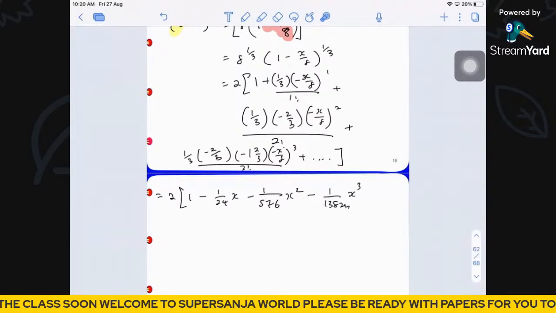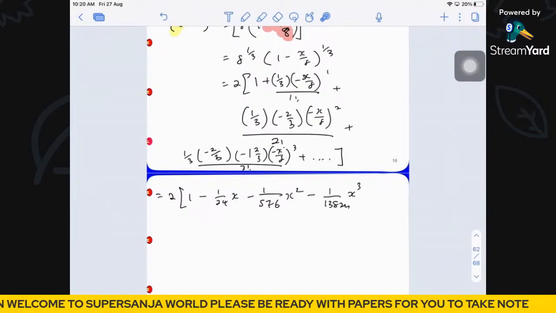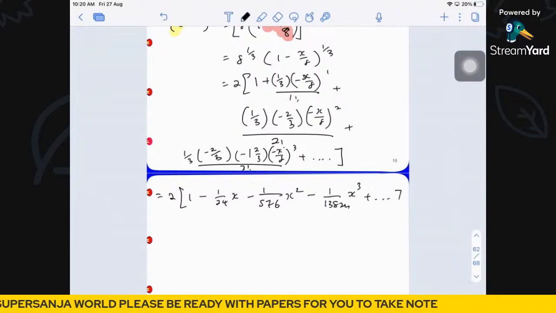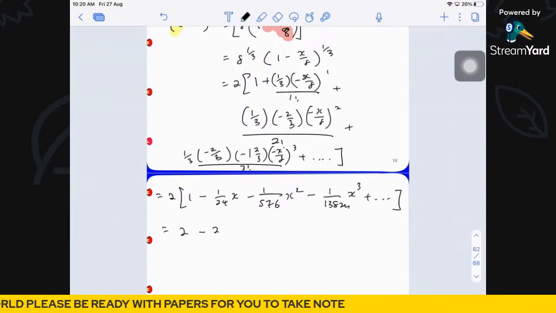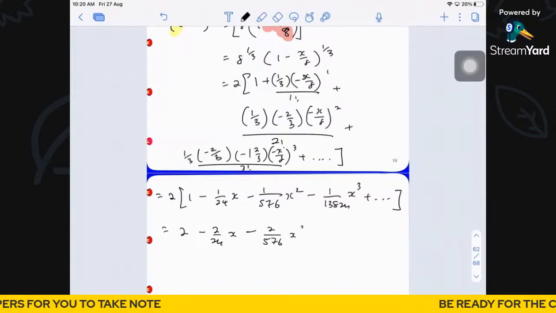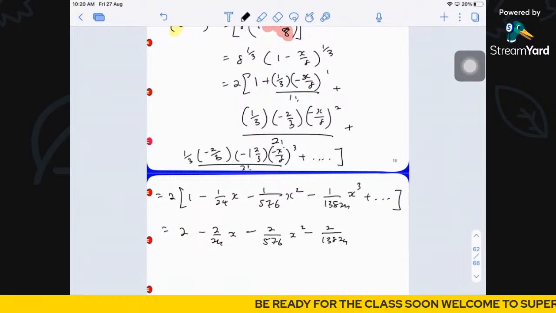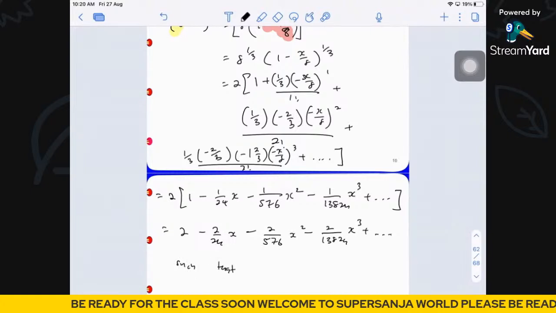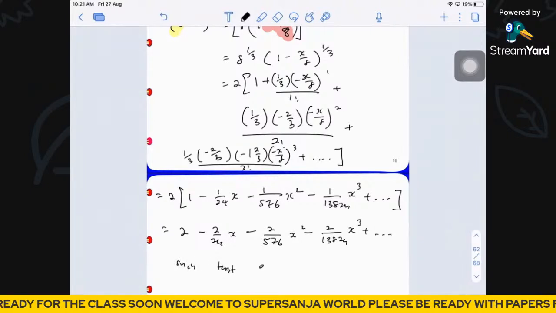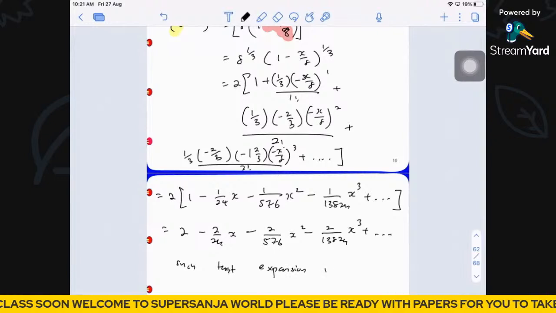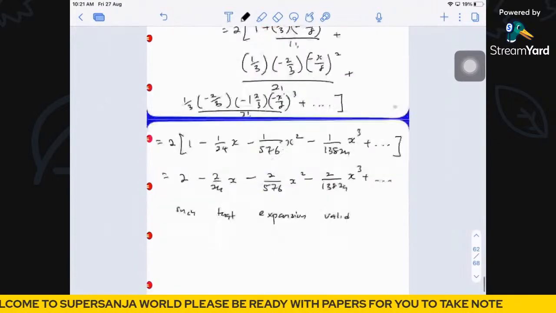Okay, good. So if this expansion is correct already, plus dot dot dot, now you have the times 2. So 2 minus 2 over 24x minus 2 over 576 x squared minus 2 over 13824 x cubed plus dot dot dot, such that the expansion is valid. Expansion is valid for what?